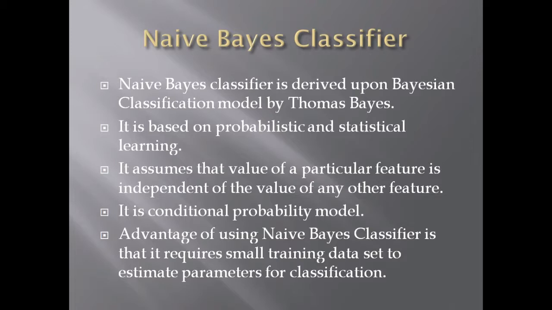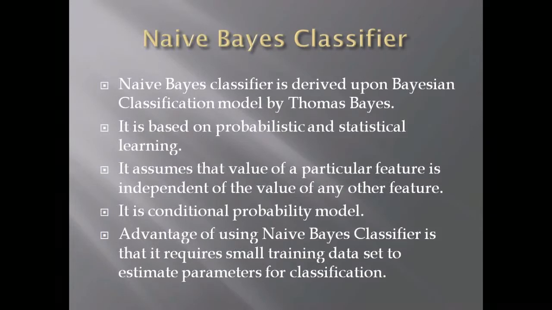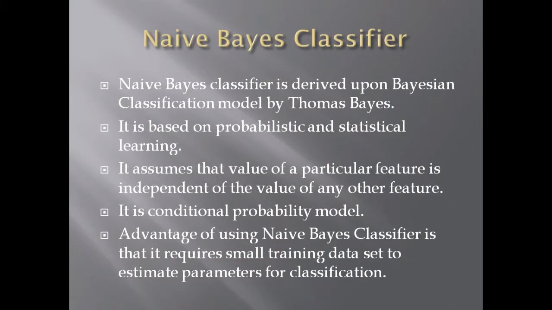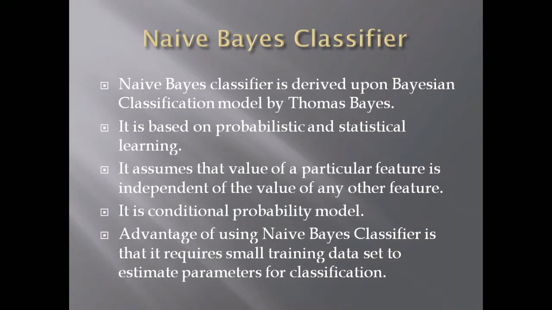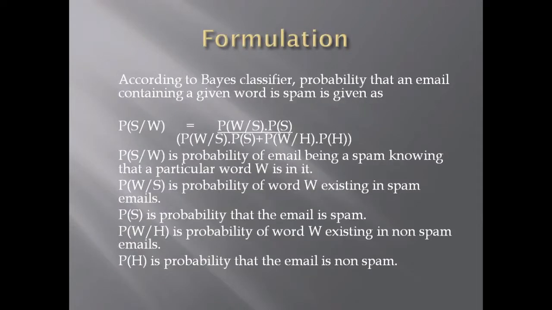So basically, if out of 4, 3 features are present in an object and we have set the threshold as 75%, then we would obviously identify that object as a car. The advantage of the naive Bayes classifier is that it requires a small training data set to estimate parameters for classification. Let's see the formulation for naive Bayes classification.